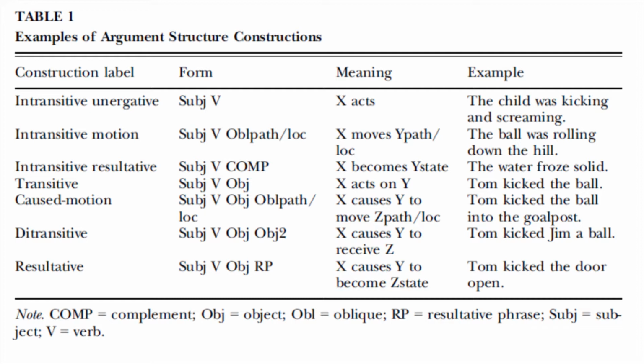You've got our ditransitive that we looked at earlier. Subject, verb, object, object two. Tom kicked Ranjit a ball. X causes Y to receive Z. Another example, pass me the salt, please. And you've got the resultative. Subject, verb, object, resultative phrase. Tom kicked the door open. X causes Y to become Z state. She kicked the door open. That chili pepper knocked me unconscious.